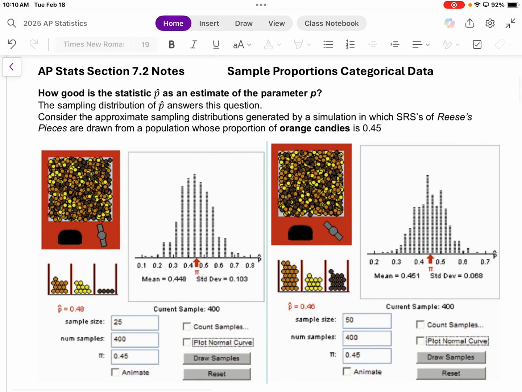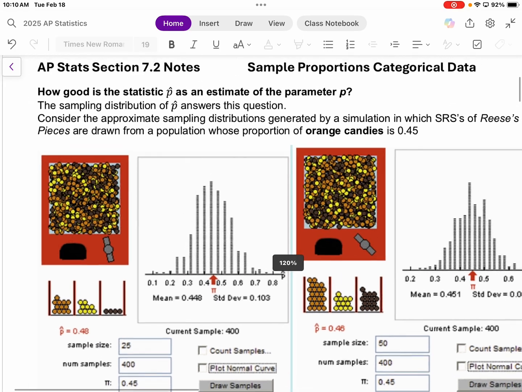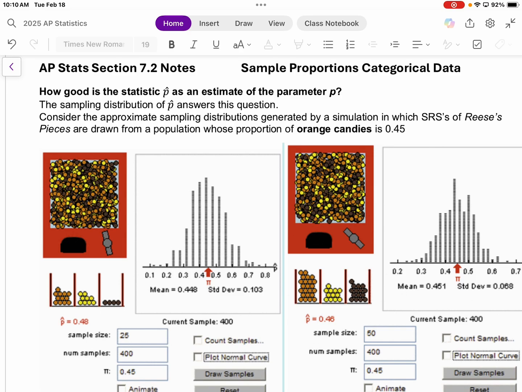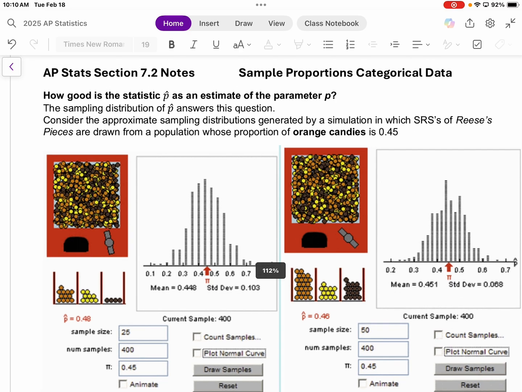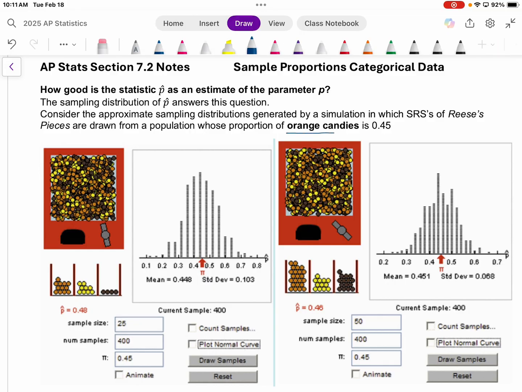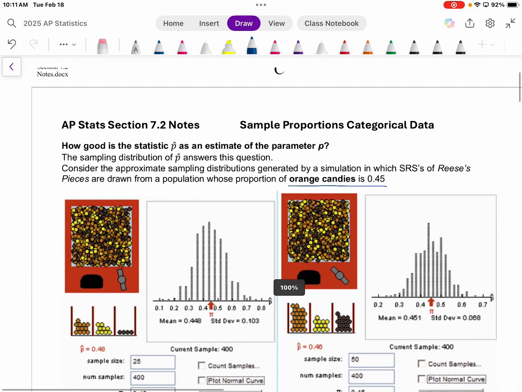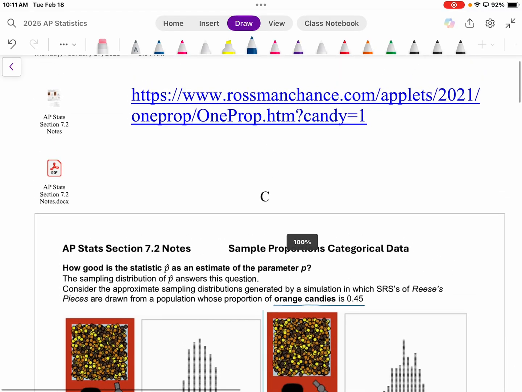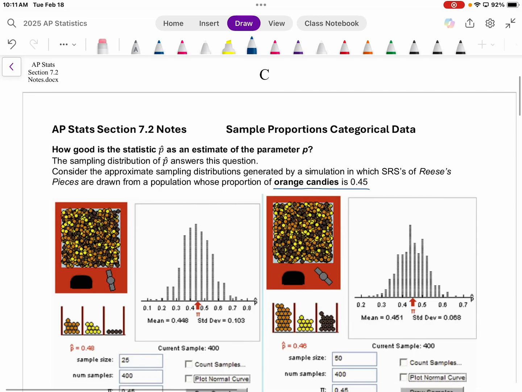So basically, as we look at this one, how good of a statistic is p hat as an estimate for the parameter p? The sampling distribution of p hat answers the following question. Consider the appropriate sampling distribution generated by a simulation with simple random samples of Reese's Pieces drawn from a population where the proportion of orange candies is 45%. So we had a couple of scenarios here, and we were going to analyze the shape and the spread. What do we notice as things change? And again, we can use that little applet up at the top to actually do this activity live if you want to sometime.